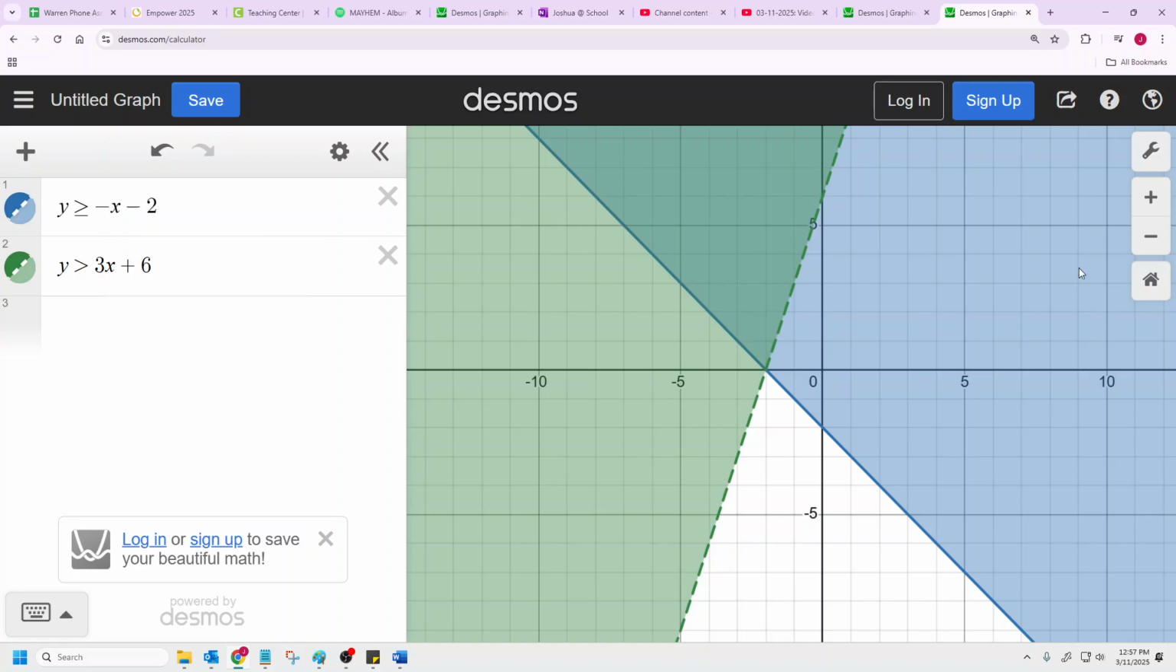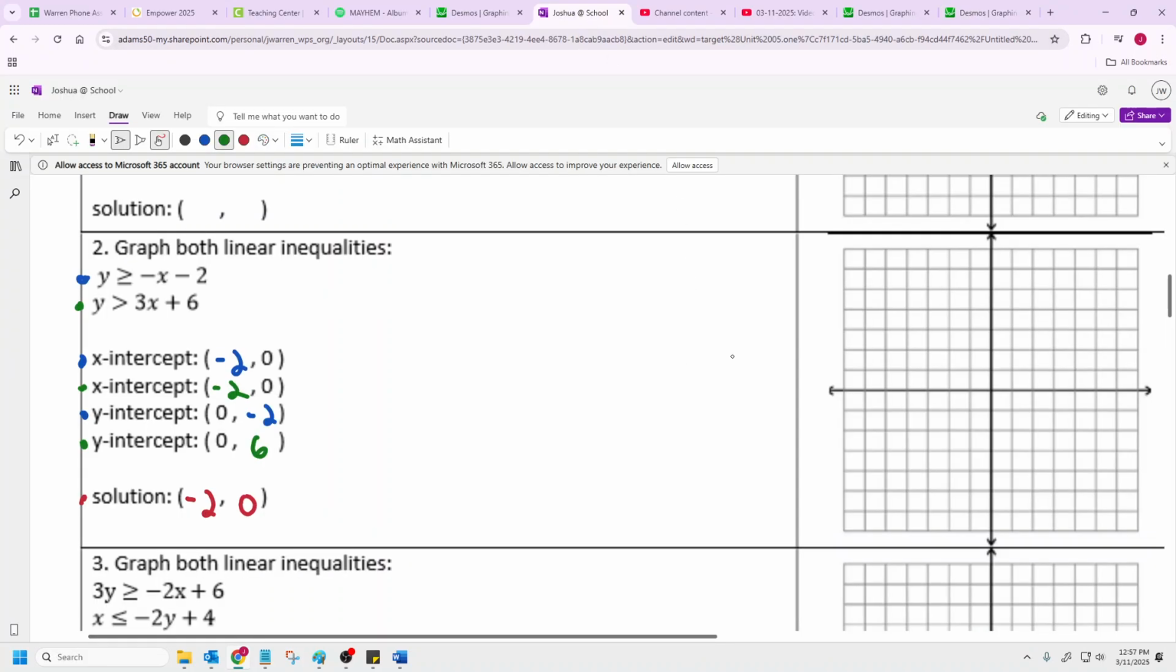See the lighter color here? The darker color is where the solution lies. So we need to recreate that, but we've got to recreate it by hand. Again, you could use Desmos to check your answers. I've got to see the work. So here it goes. I'm going to go ahead and start this.